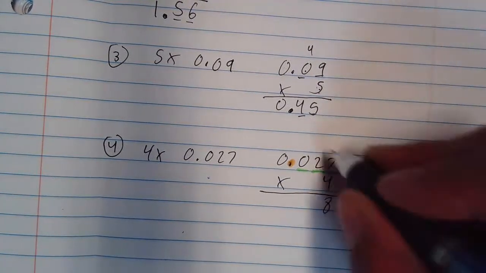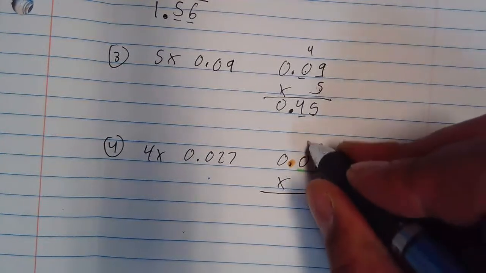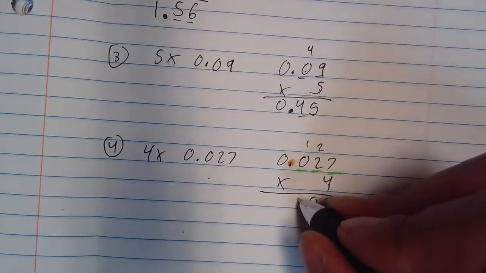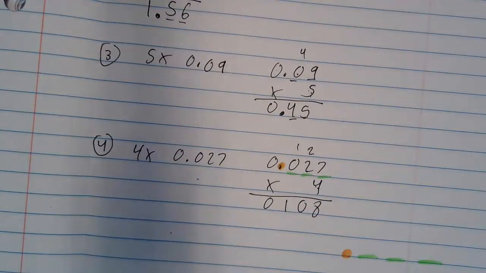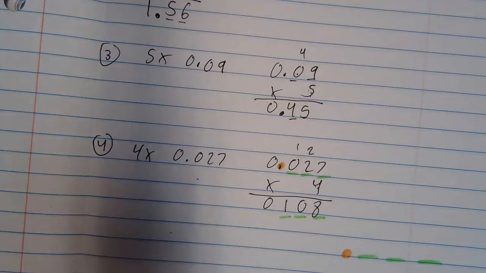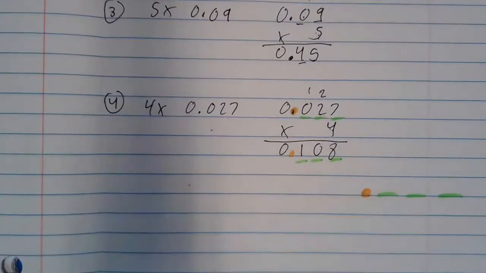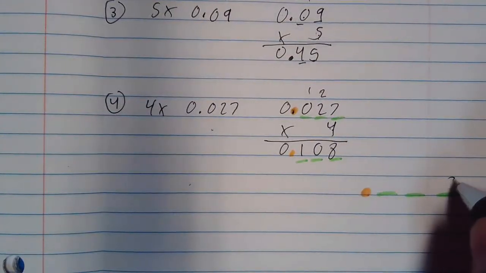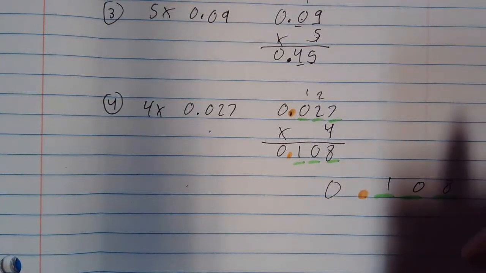4 times 7 is 28. Carry the 2. 4 times 2 is 8, plus 2 is 10. 4 times 0 is 0, plus 1 is 1. And then 4 times 0 is 0. 1, 2, 3. Decimal point. And look at that. All you have to do now is write down what you see here. 8, 0, 1. There's my decimal point. There you go.